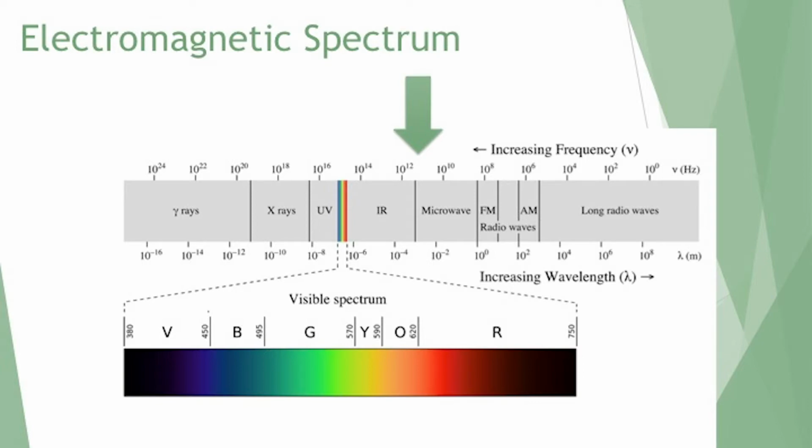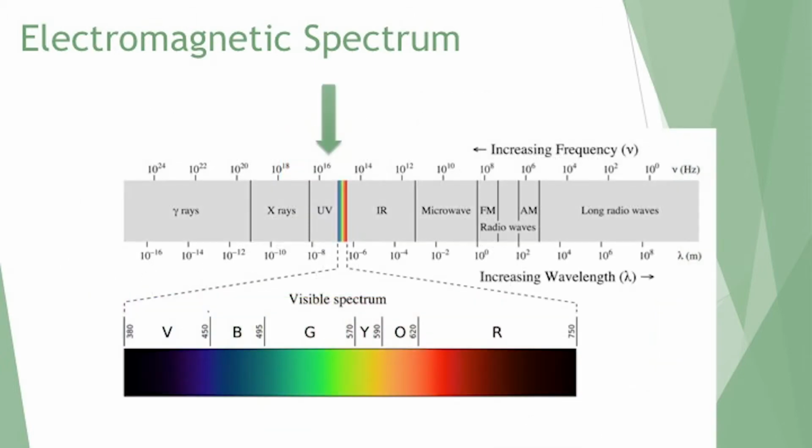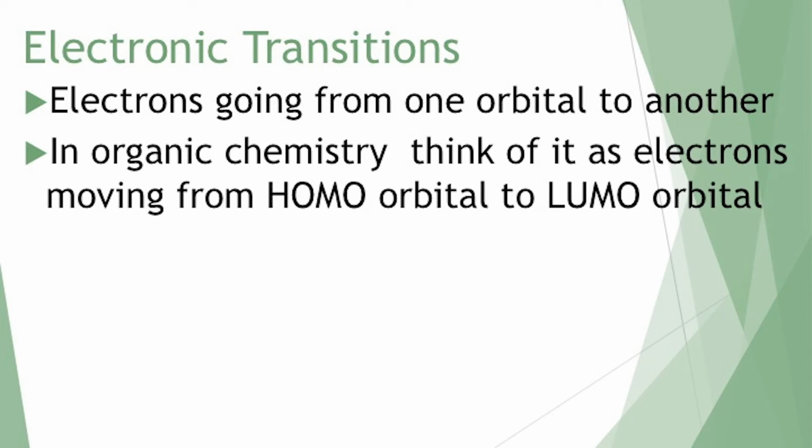infrared radiation is where we're looking at molecular vibrations. Then you move to visible light, Roy G. Biv, the colors of the rainbow. And then we move up to UV light, ultraviolet radiation, and actually ultraviolet and also visible light both involve electronic transitions. When we say electronic transitions, we're looking at electrons going from one orbital to another. In organic chemistry, we call this the electron moving from a HOMO orbital to a LUMO orbital.